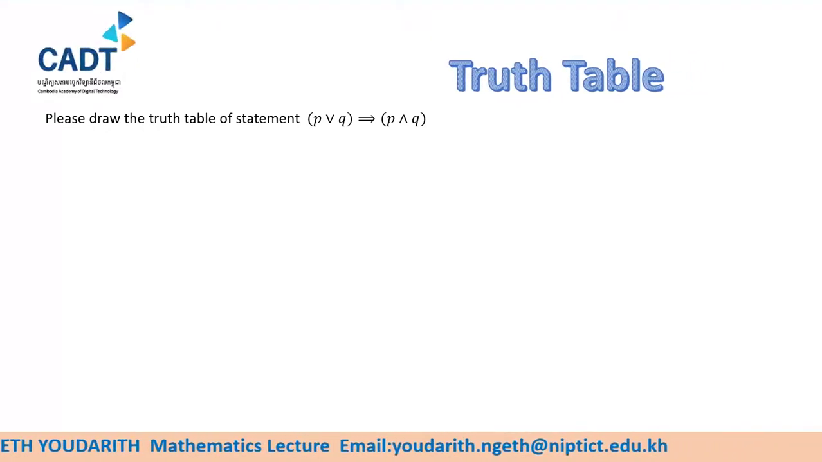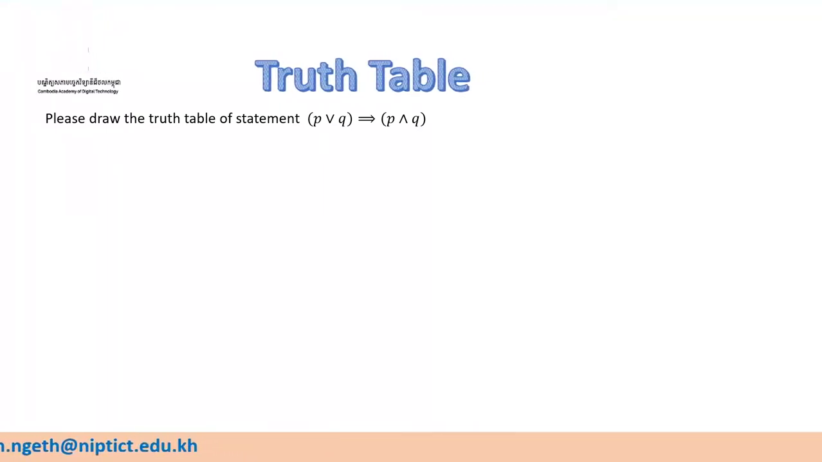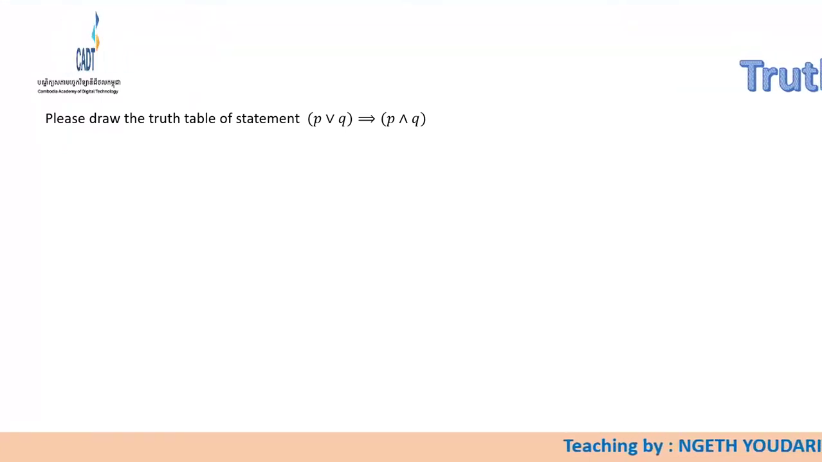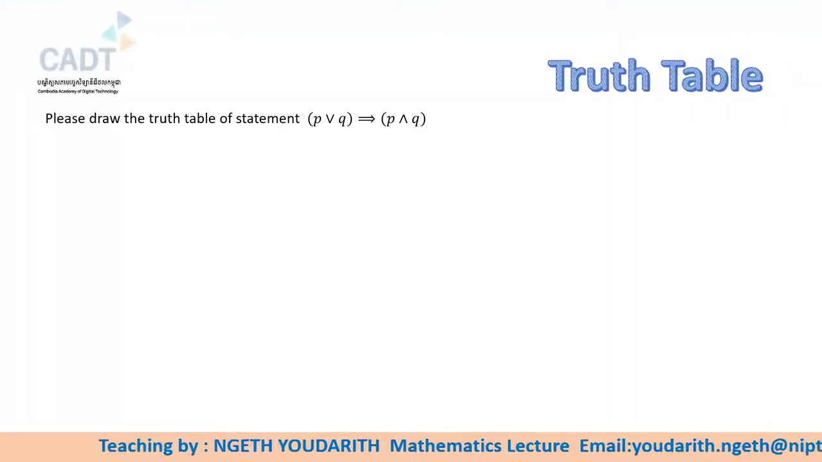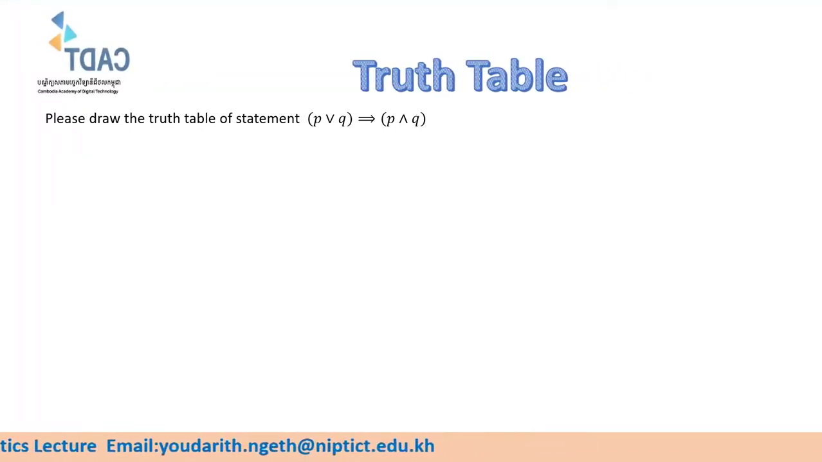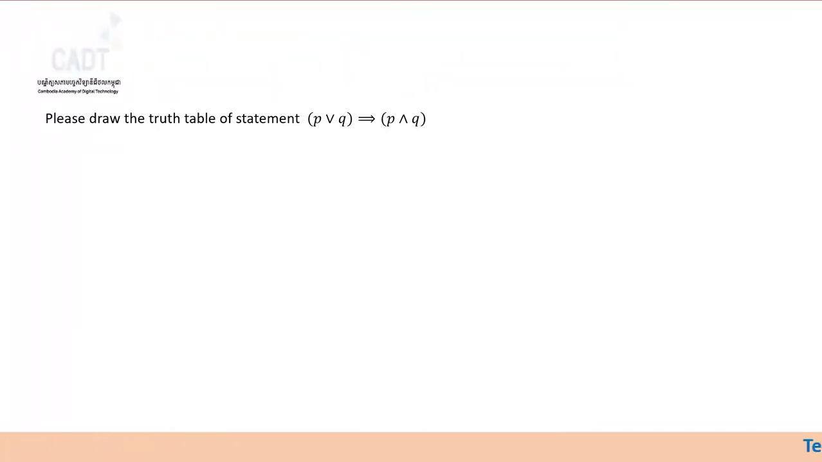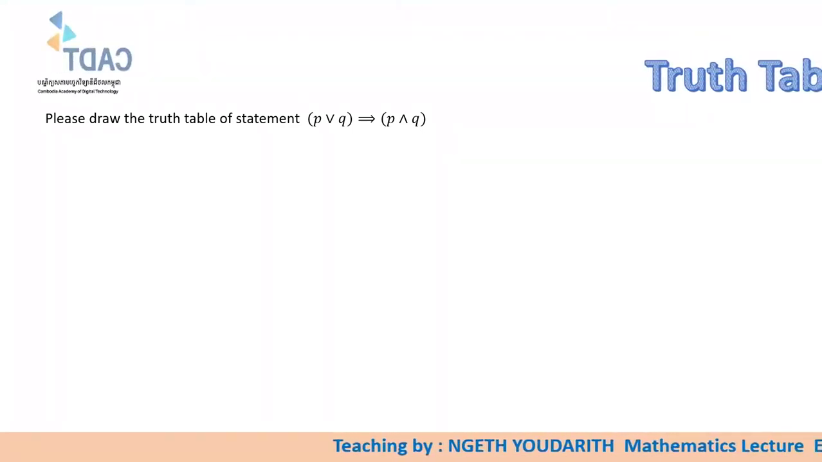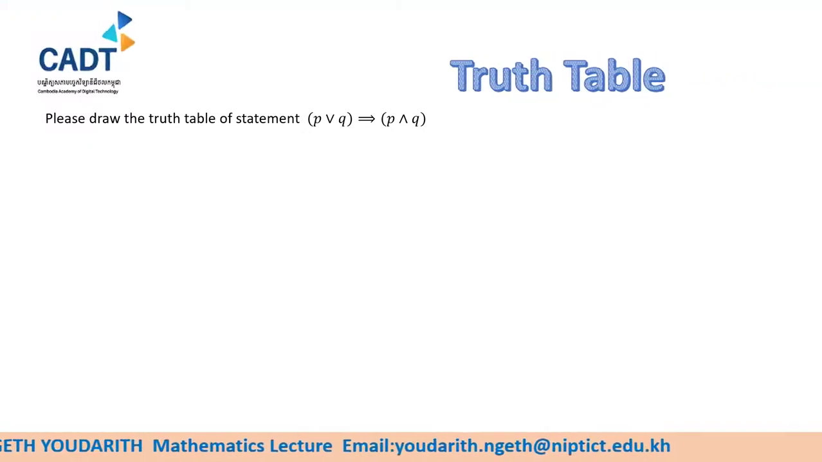Draw the truth table for the statement P or Q implies P and Q. Before we draw this statement, we should know how many initial propositions there are. In this statement, we use only two initial propositions, sometimes called the variables P and Q. So P and Q are two statements.